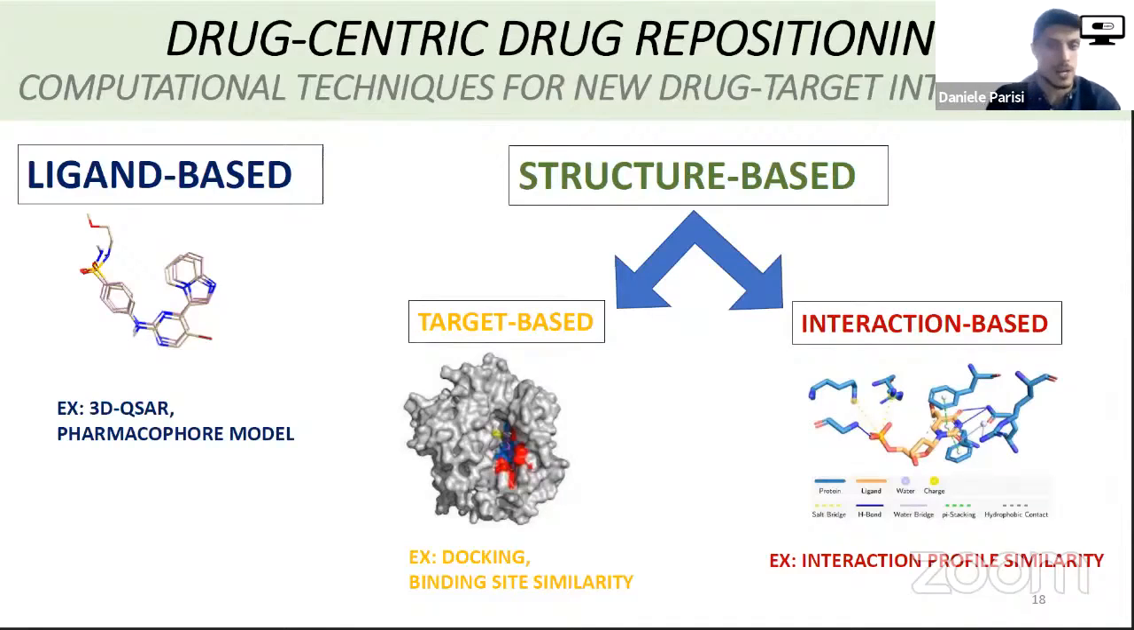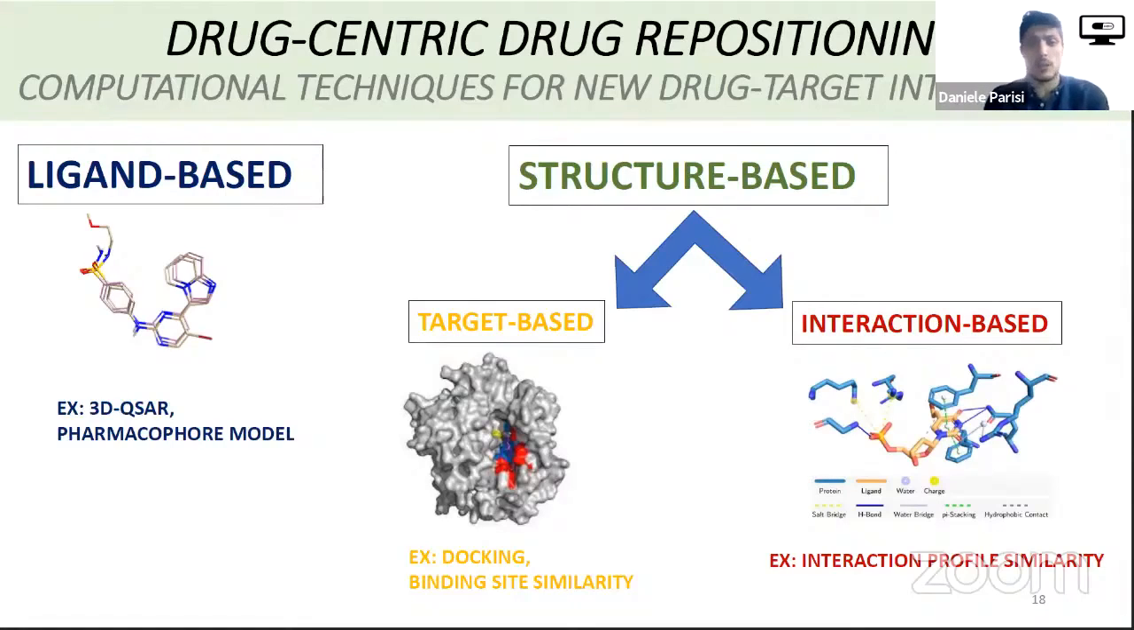And then there are the structure-based techniques. The structure-based techniques involve the structure of a target in order to carry out the prediction. I subdivided the structure-based techniques into two different kinds, the target-based and the interaction-based. The target-based, for example docking or binding site similarity, is strictly connected with the three-dimensional structure of the protein, which can be available from crystallography or using different kinds of modeling techniques.